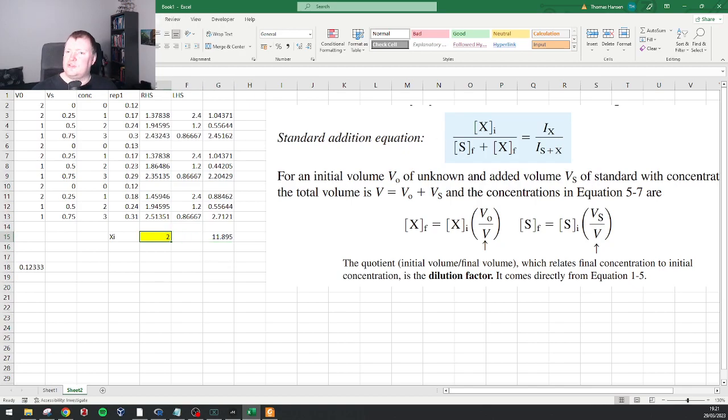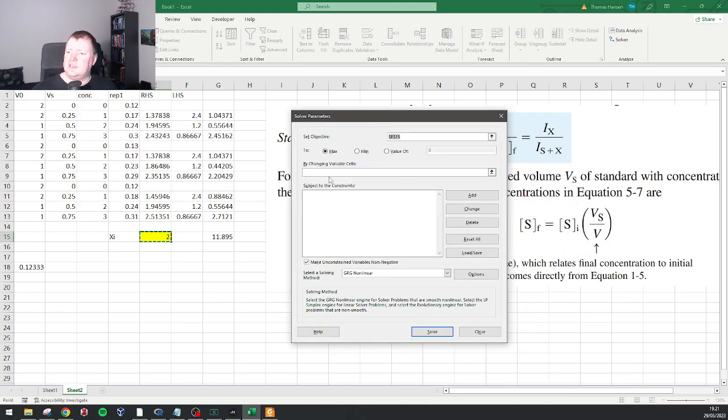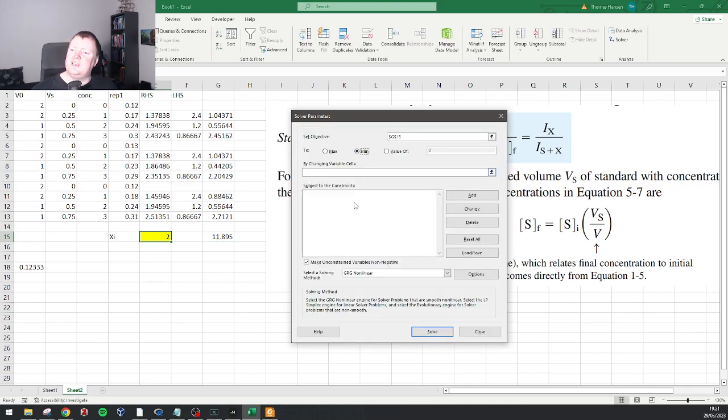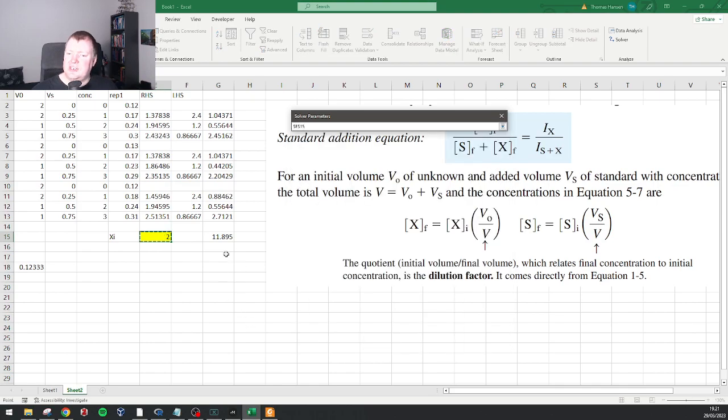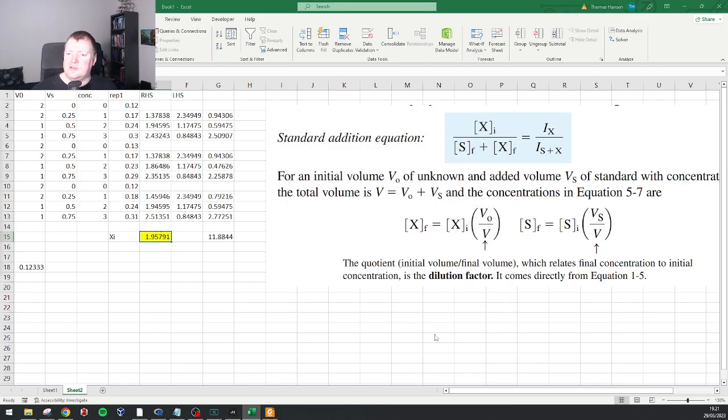So now we need to use solver. I know you love solver. So we go to the solver. We say, I would like, wrong cell, I would like this, the one where I sum up everything, to be as small as possible. I don't want a value of 0 necessarily, but I want it as small as possible. And that can be achieved by changing the initial concentration of my sample. And then we try to solve it.